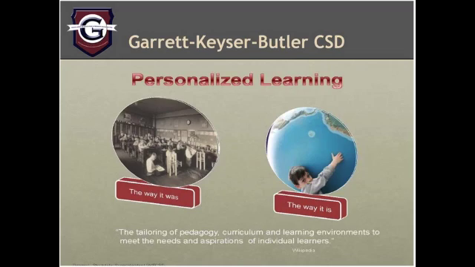Just to give you a little perspective of where we come from, the Garrett-Keyser-Butler system is approximately 1,800 students, and we're located in the northeast corner of the state. So we're a rural district. We have a little over 50% receiving free and reduced lunches. Could you go ahead, Mary, and go to slide 2?